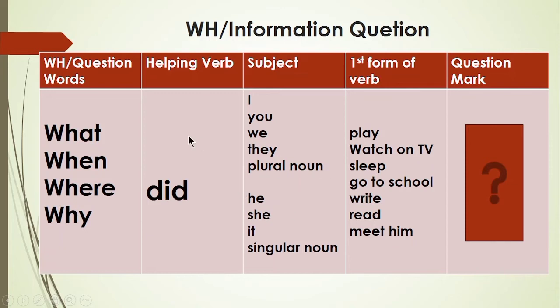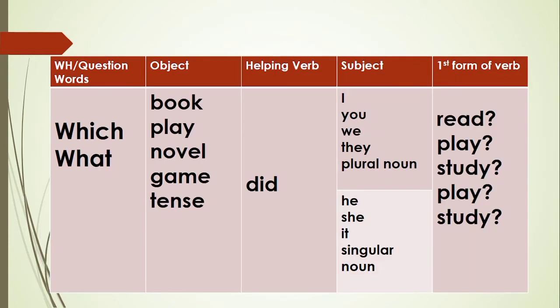So that is how we ask questions, WH question in past simple tense, and we answer such questions with affirmative sentence. For example, what did you watch on TV? I watched a drama on TV. There is another structure with WH, that is which and what, then object, then did, then subject, and finally first form of verb and then question mark.